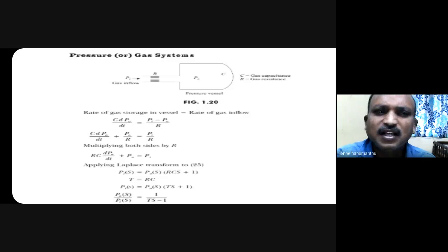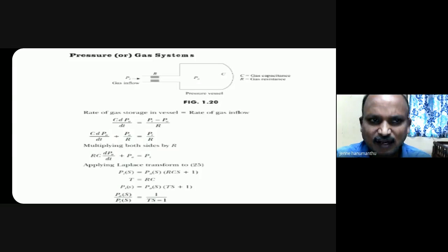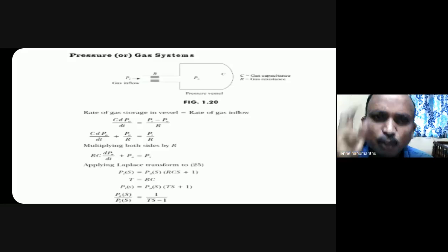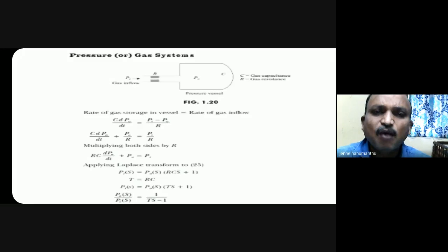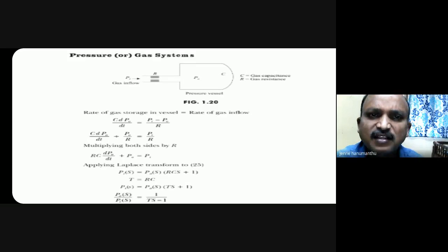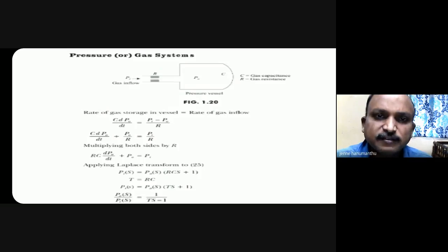If you apply gas as input, it is similar to the other systems we discussed today and yesterday. We have to consider again two parameters, the corresponding resistance and capacitance. You write the governing equations, substitute in them and rearrange, understand the relation, represent it and rearrange it, apply Laplace transform, and you can get the corresponding mathematical model of the gas system.